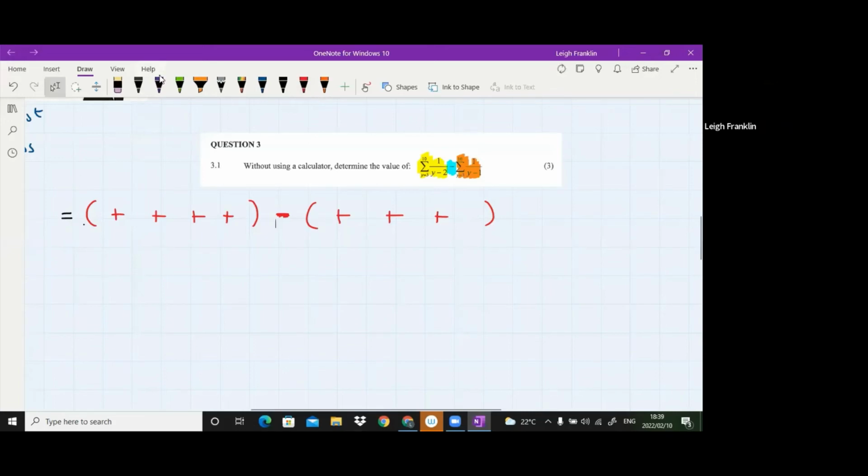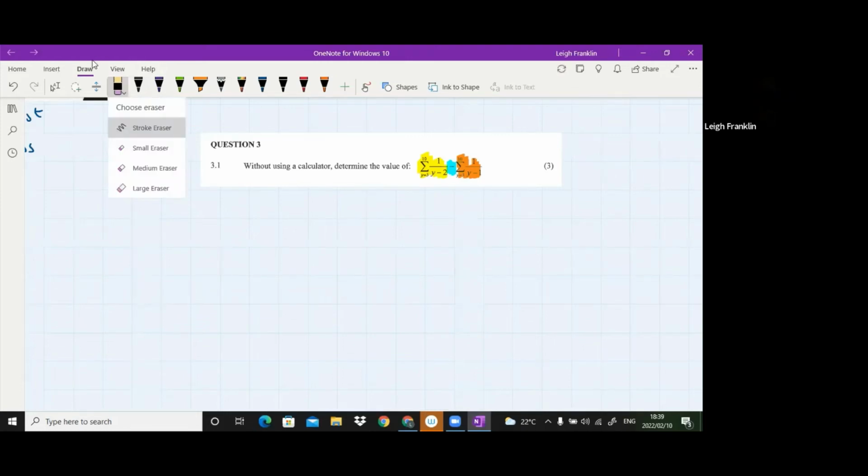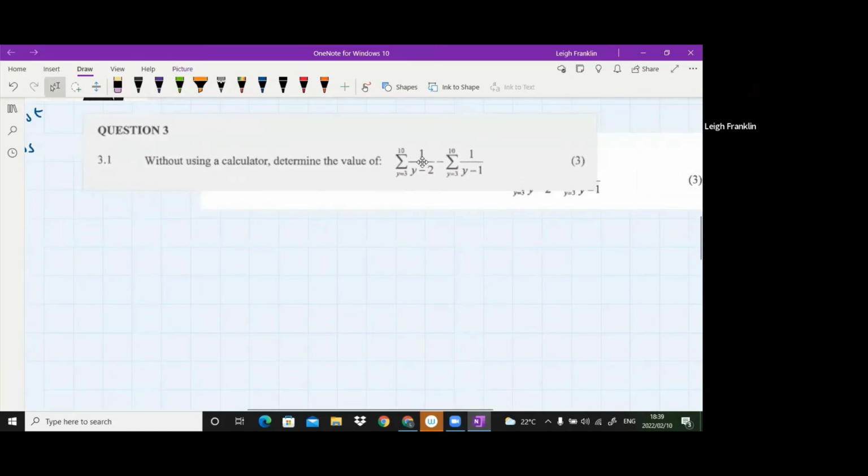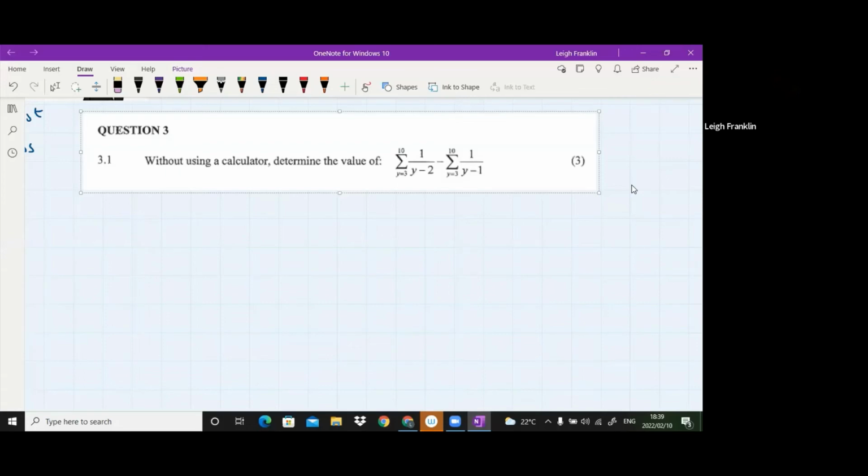So let me rub out this thing that I put here. Now we've got an Sn minus another Sn. We've got to work out, is it an arithmetic Sn or is it a geometric Sn? Let's just get rid of the highlighters so that you guys can see this a little bit. So let's concentrate on the first term. We know that this is an Sn.